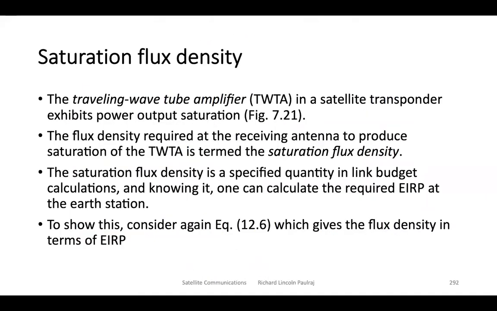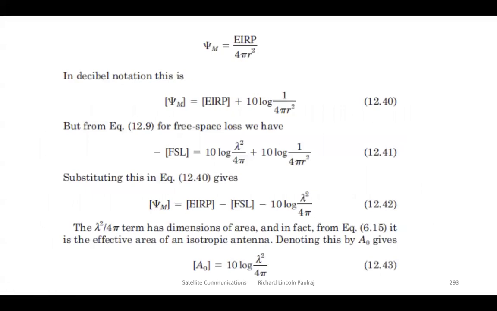The saturation flux density is a specified quantity in link budget calculations, and one can calculate the required EIRP at the Earth station. So this value also will be given, and you can calculate the required EIRP. Now, how is this flux density related to EIRP?